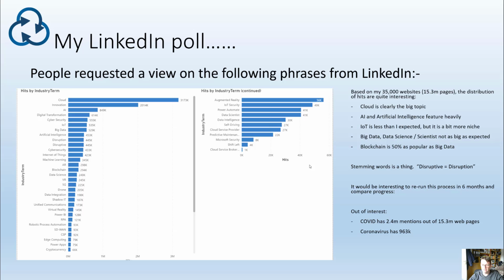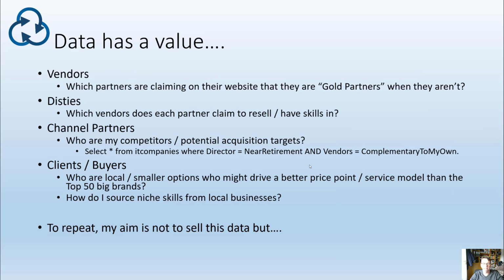Appreciate we're in difficult times. I didn't do a specific search on the graph, but for interest, COVID was mentioned 2.4 million times out of 15.3 million in the web scrape I did. Coronavirus only just less than a million. So COVID has clearly become the best way to articulate what's going on with the virus.